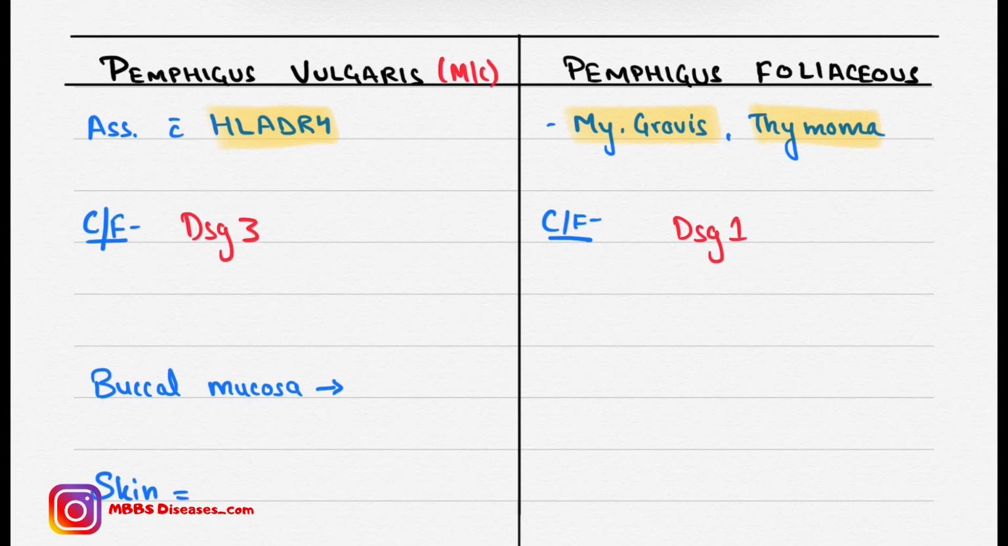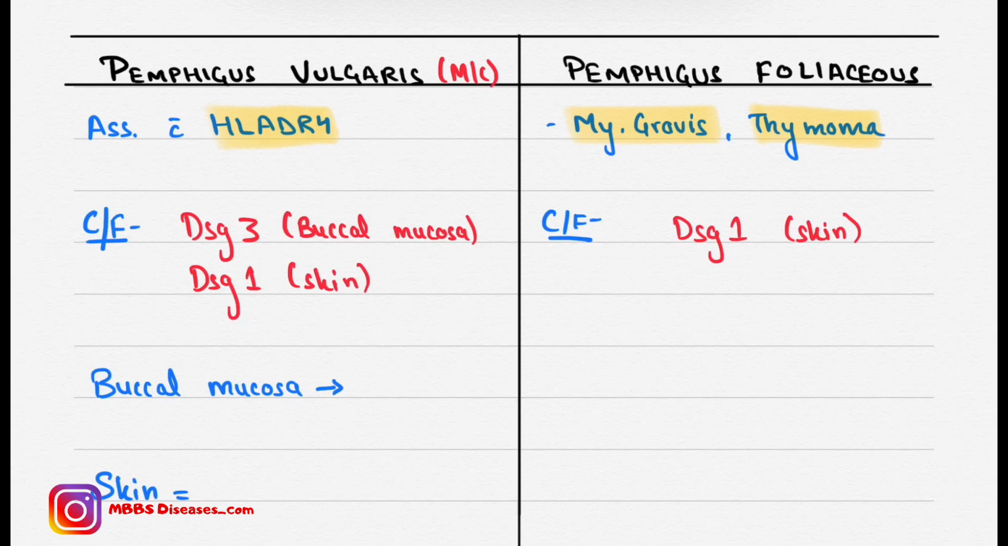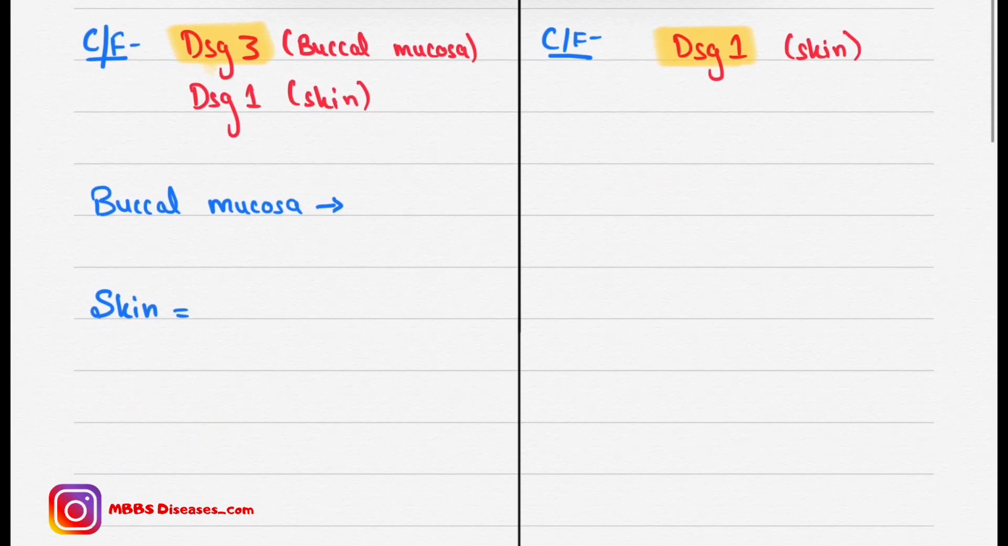Desmoglein 3 is present in the buccal mucosa, and desmoglein 1 is present in the skin. Desmoglein 1 is also involved in Pemphigus vulgaris, but the more common one is desmoglein 3 in Pemphigus vulgaris, and the main target in Pemphigus foliaceus is desmoglein 1. Now coming to some clinical features about the buccal mucosa and the skin involvement.